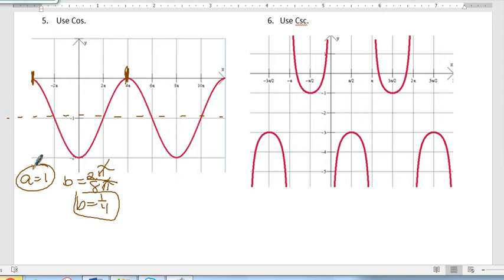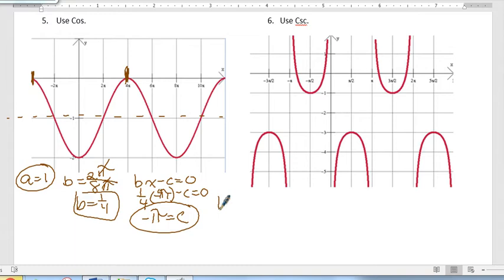Knowing that I have a period change means I have to do the calculation. Bx minus c is equal to 0. Our b in this case is 1/4. We always substitute in for the x the phase shift that we see. So I'm looking at this as negative 4 pi, excuse me, negative 4 pi minus c equals 0. The 4's will cancel out, leaving us with minus pi is equal to c. And again, we did have a vertical shift of minus 1.